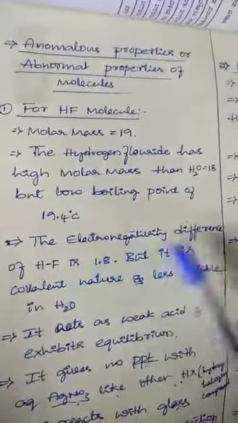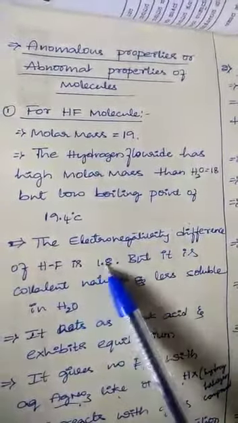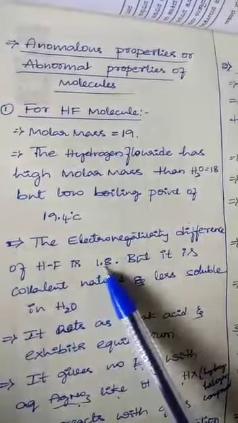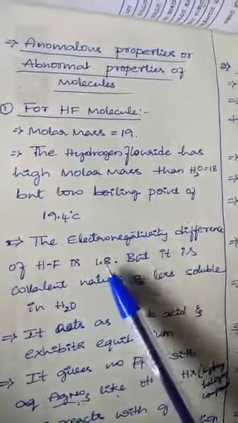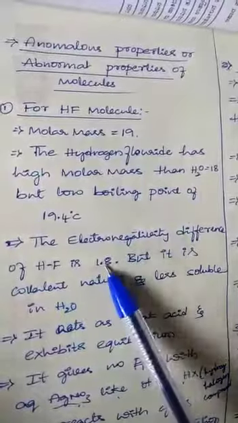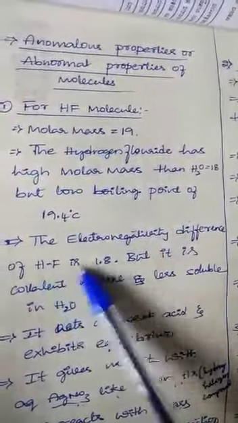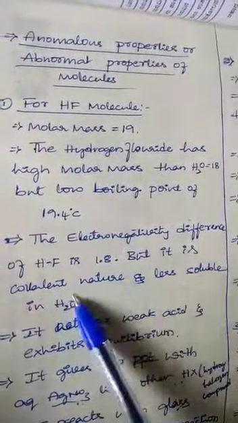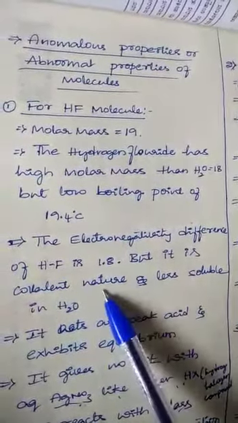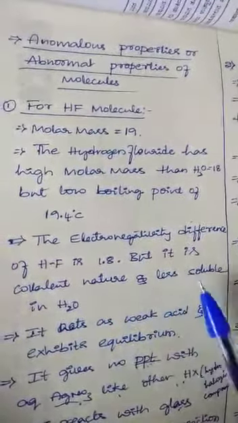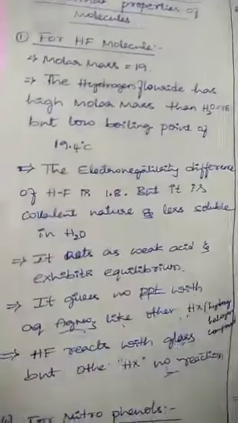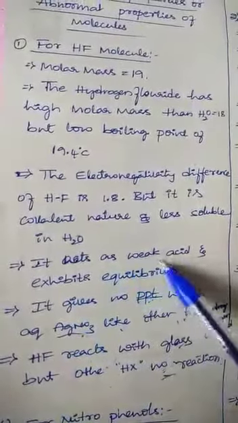Next, the electronegativity difference of hydrogen fluoride is 1.8. Electronegativity is based on polar molecules, and polarity we can give in terms of electronegativity difference values. Though its electronegativity value is 1.8, it is covalent in nature and less soluble in water.